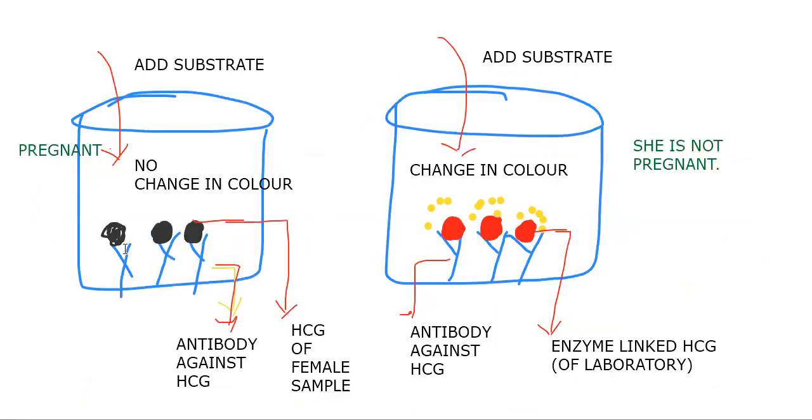If she is pregnant, the sample will be like this: the HCG antibody of the laboratory and the HCG of the female. If negative, the sample will be like this: the HCG antibody of the laboratory and the enzyme linked HCG of the laboratory. Both laboratory components are present here, which makes the change in the color. And we say there is no HCG in the female. That's why she is not pregnant. That is about the direct ELISA.